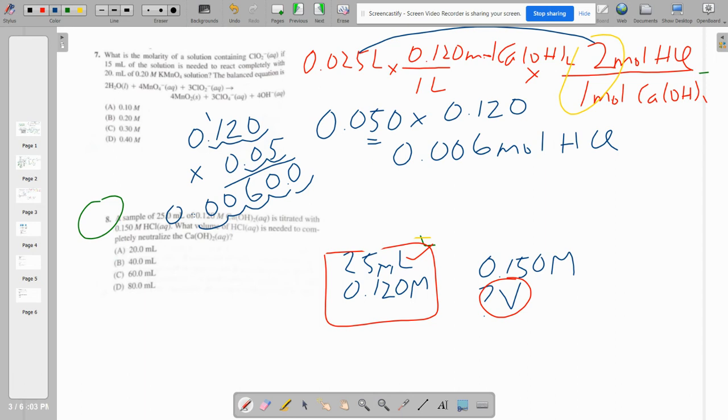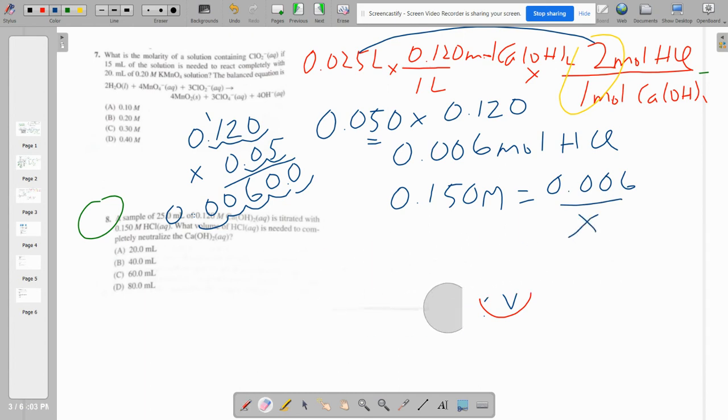Okay, so now I'm going to use the molarity formula. Molarity was given for the HCl solution, it was this one right here. So I have a 0.150 molar solution, and molarity equals moles per liter. So I have the moles, but I'm looking for the liters. We'll just call that X. That's what we're solving for. So molarity equals moles per liter, right? We got the moles, we got the molarity, and we're looking for the volume.